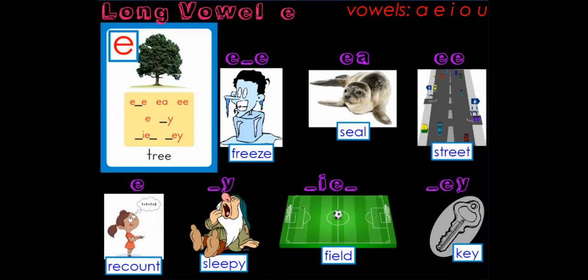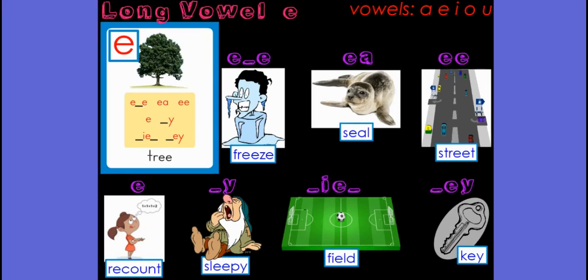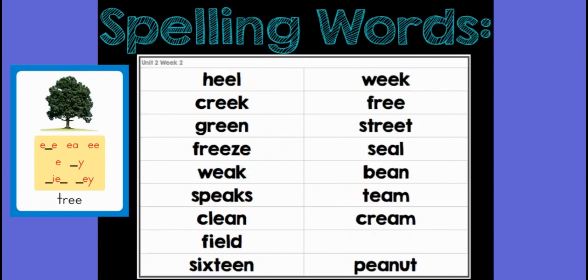Now that we've looked at the long vowel E with some examples and pictures, let's go over to our spelling list to take a look at the words that you'll be working with this week. All right, so as we go through our spelling words, I will use a highlighter to mark the vowels that are making the long E sound.